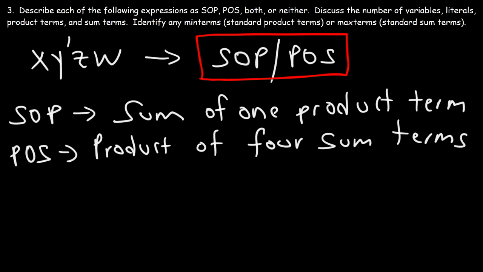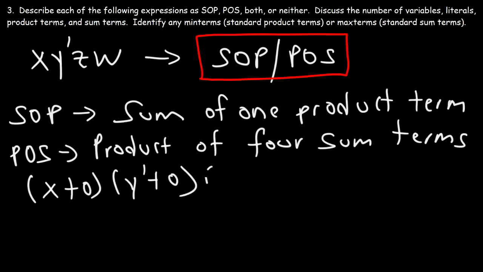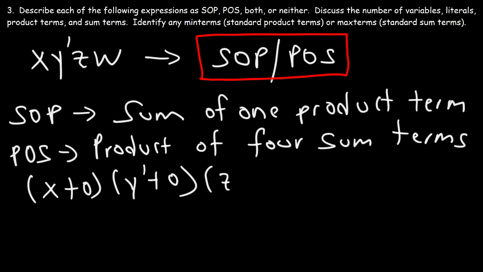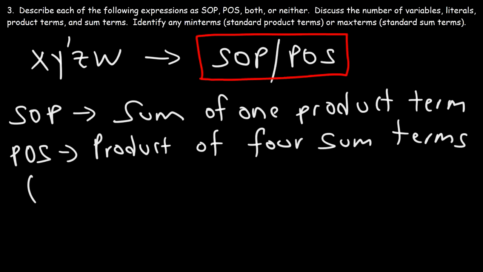Now, if that statement confuses you, see it this way. X, you could think of x as x plus 0. Y prime, you could see it as y prime plus 0. And then z plus 0 and w plus 0. Now, in this form, it looks more like a product of 4 sum terms. At least that's one way I think of it. But that particular expression can be described as both a SOP and a POS expression.